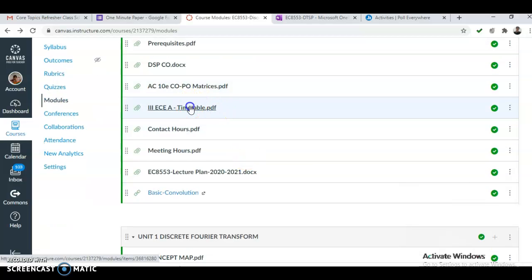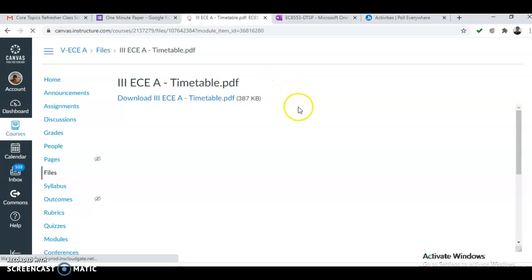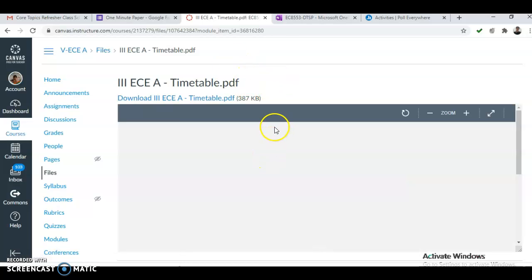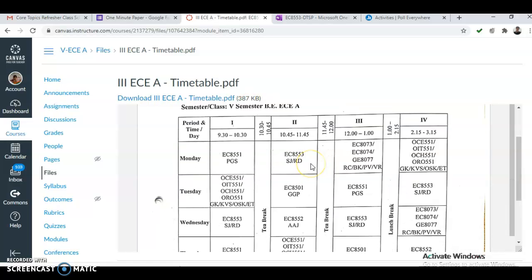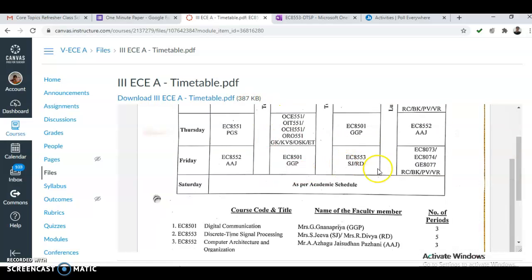Then the timetable of this course. The subject is a 4 credit paper, so each week I have 5 hours, out of which 1 hour is considered a tutorial hour. So this is the timetable.